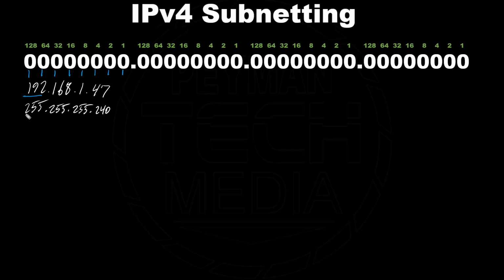Okay, so here the first octet is 255, we have all the 8 bits turned on. The second octet is 255, we have all the 8 bits turned on in the second octet. And the third octet is 255, we have all the bits turned on for the third octet here. And then we have 240. So this 240, what does it mean? We just need to convert this decimal to binary, which basically means that the first 4 bits are turned on.